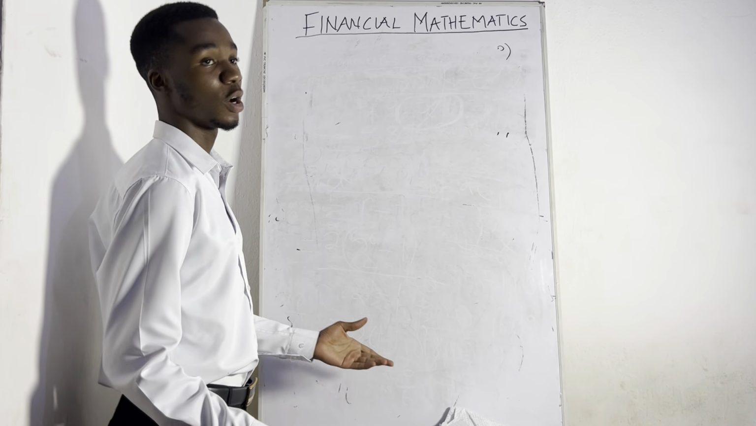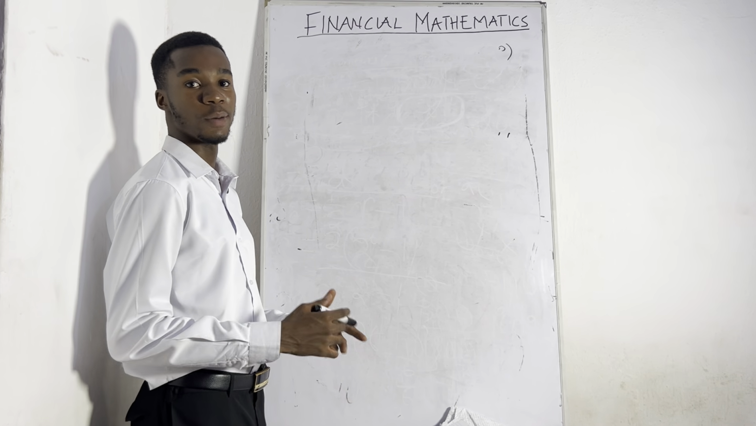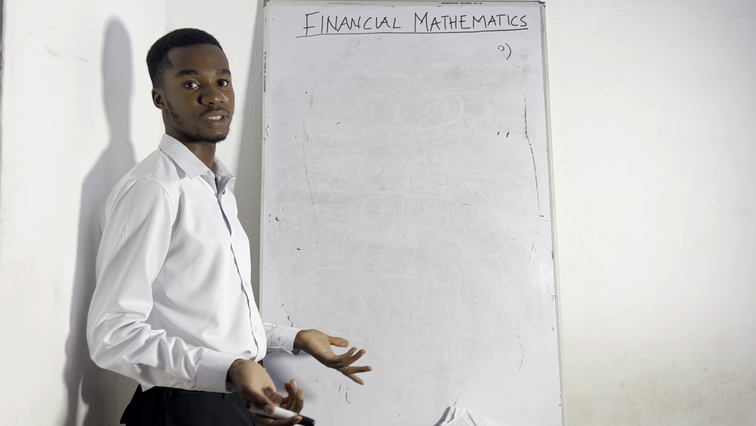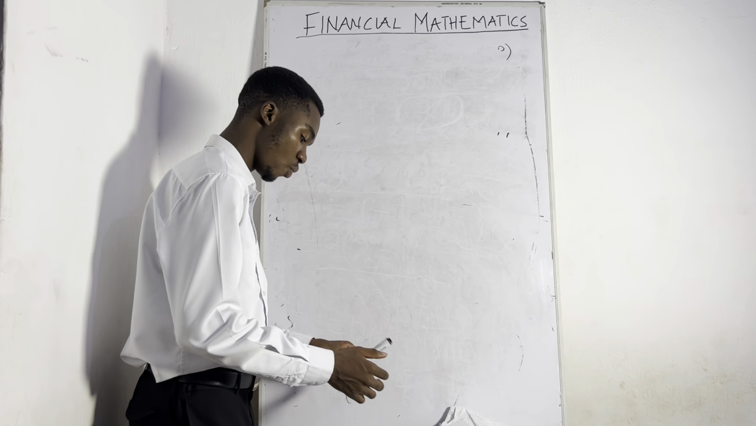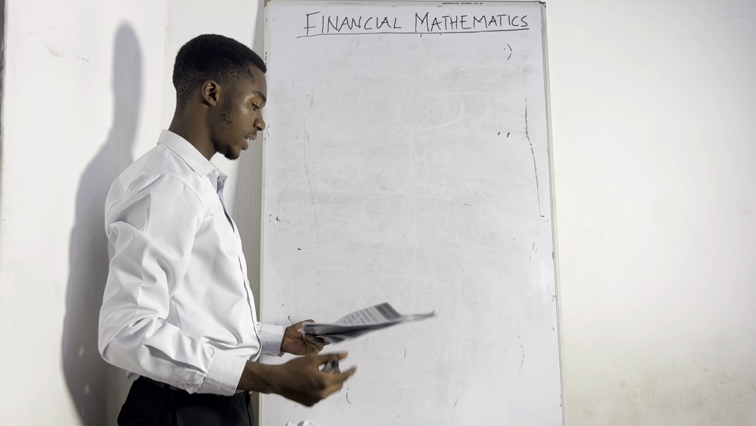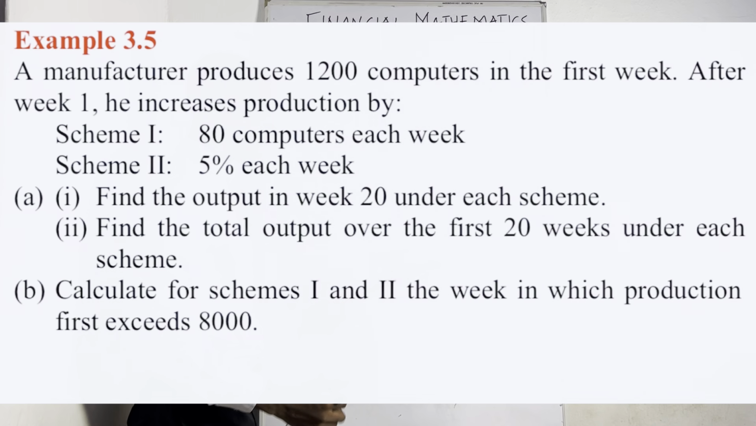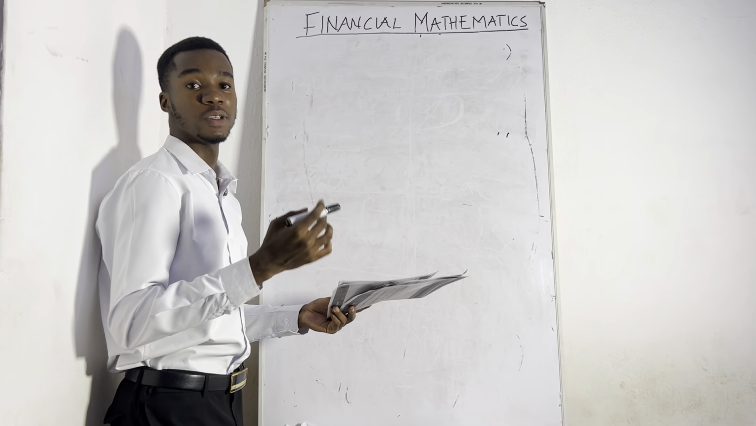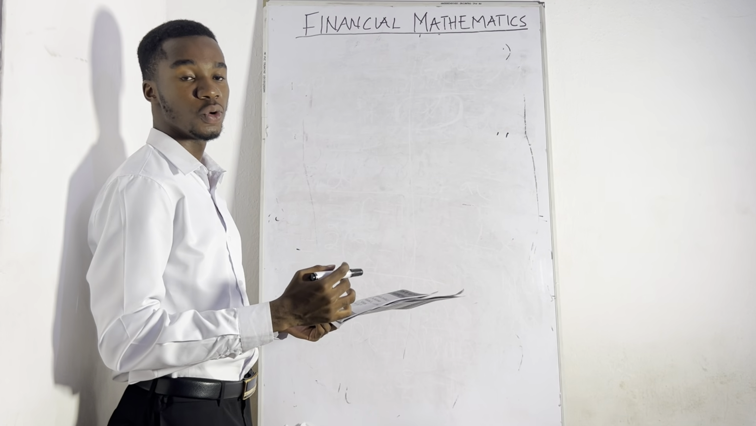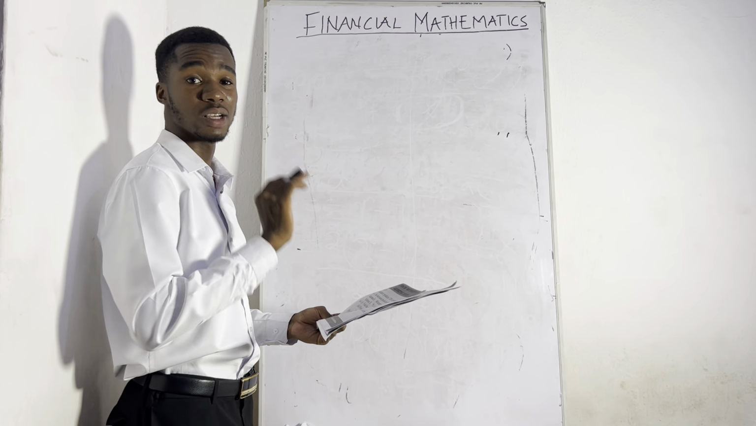Alright, so this is a typical question that could come in the exams, and all the questions that usually come are practical questions. So let's see how we are going to solve a question like this. So we have scheme 1 and scheme 2. Okay, so let's first understand the question. So the question says, a manufacturer produces 1,200 computers in the first week. After week 1, he increases production by, so they are now about to tell you the scheme for both of them. So it means for both scheme 1 and scheme 2, the first week he's producing 1,200.